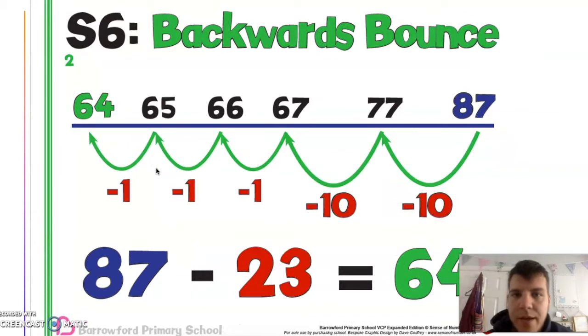The step up from that is the backwards bounce. Again, I've got my number line, I've got my 87, which is my starting number, and I'm going backwards because it's a subtraction calculation and I need to go backwards 23. Well, how do I do that? An easy calculation to do is to work in my multiples of 10. So I jump back 10 from 87 gives me 77, jump back 10 gives me 67, and then minus 1, minus 1, minus 1 gives me 23. So that's how I've got 87 take away my 23 gives me 64.